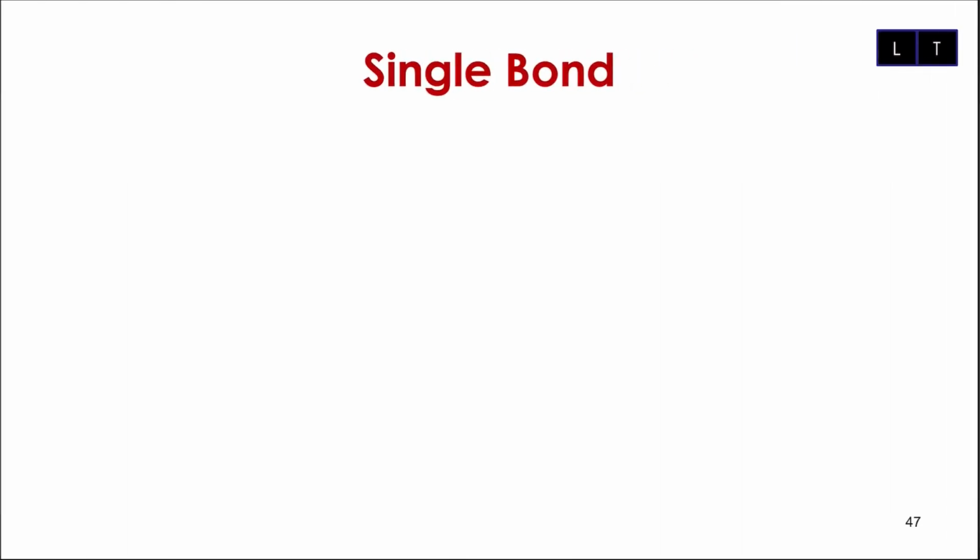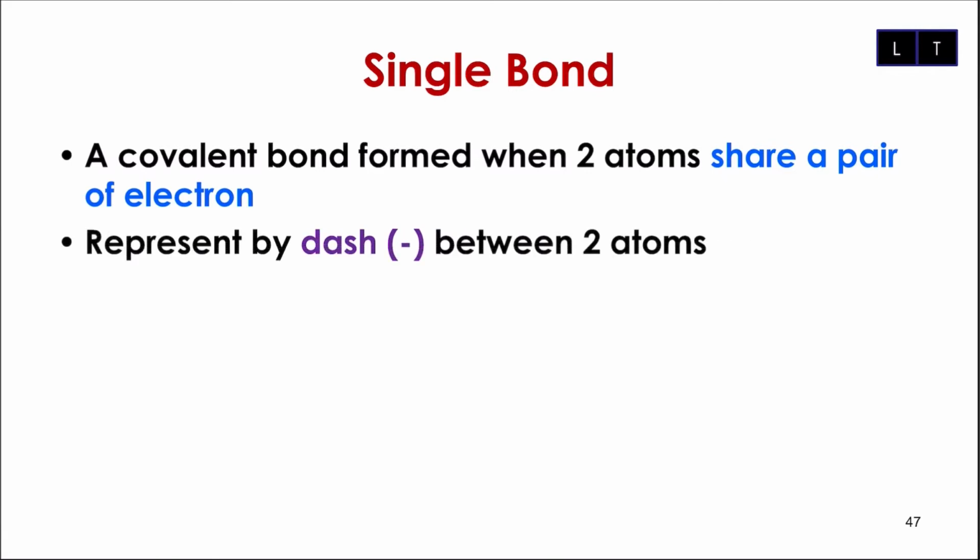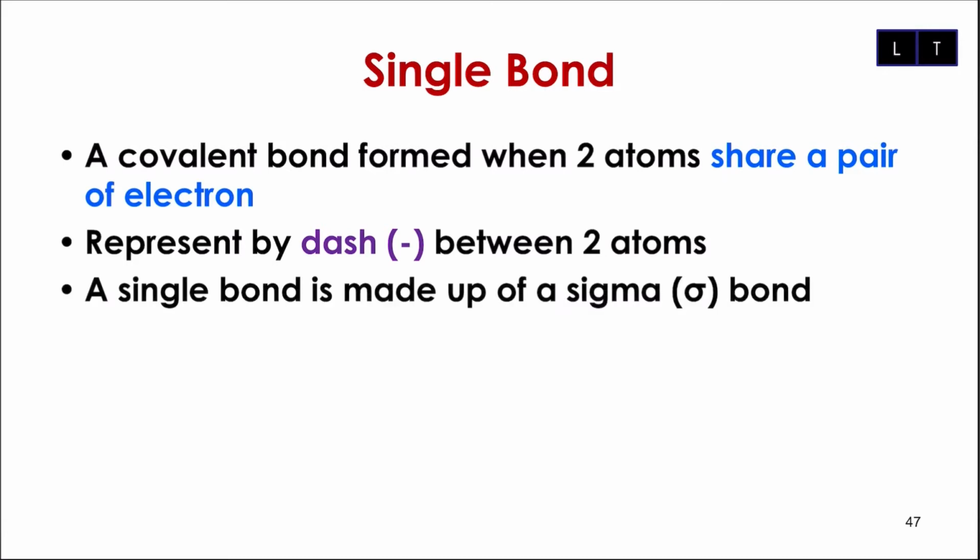Now let's focus with single bond. Single bond is covalent bond formed when two atoms share a pair of electron. Kita akan represent single bond as a dash between two atoms. And single bond is made up of one sigma bond. So ini adalah istilah lagi satu, kita akan belajar the new thing, sigma bond. For example, kita ada HCl dan HF.